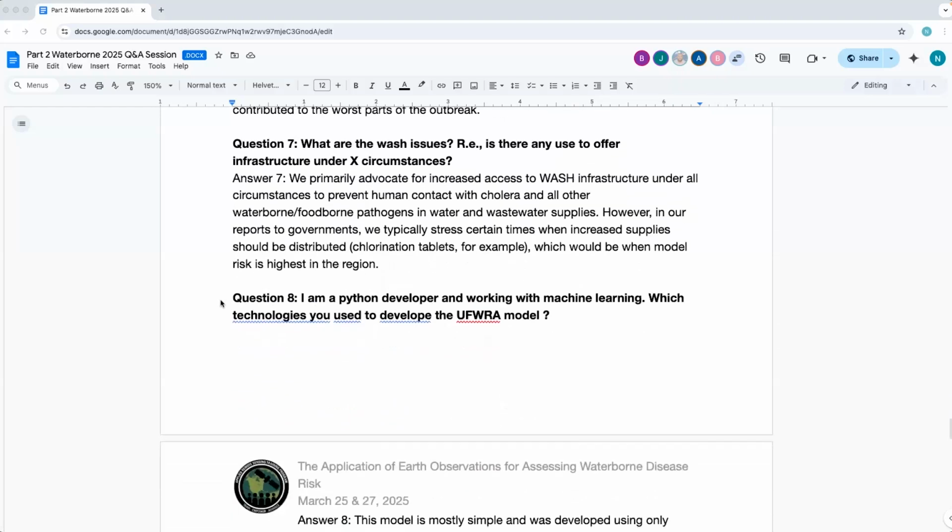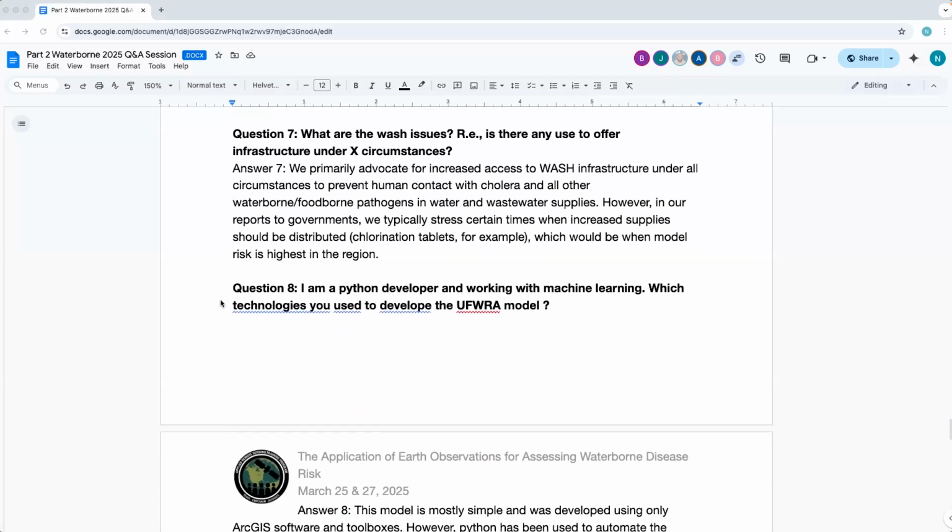What are the WASH issues? Is there any use to offer infrastructure under X circumstances? Yeah, so of course, we're always going to advocate for strengthening the water sanitation hygiene infrastructure because not only will that help with the mitigation of cholera by providing people clean water and clean access to sanitation, it'll prevent the spread of other foodborne pathogens and other waterborne pathogens in the water and wastewater supplies.